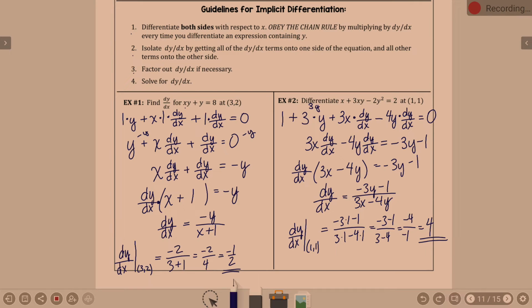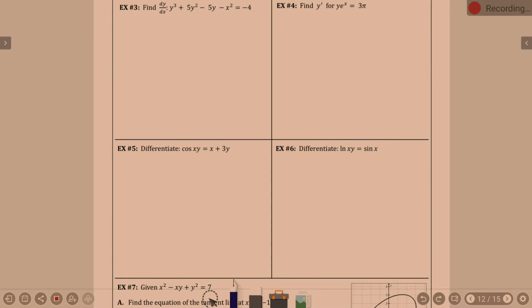That was all about if I got a negative in there. Negative 3 times 1 is negative 3, minus 1 is negative 4. 3 times 1 is 3, minus 4 times 1, so 3 minus 4, negative 1. Negative 4 divided by negative 1 is 4. Okay, we get to practice a couple more times, don't we? We get some fun ones on this side, don't worry. Ones that say cosine and sine and y to the x. Moving on.